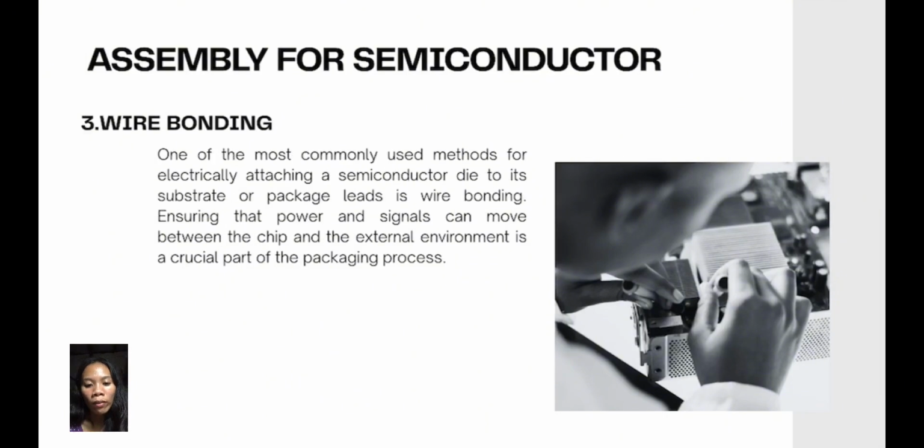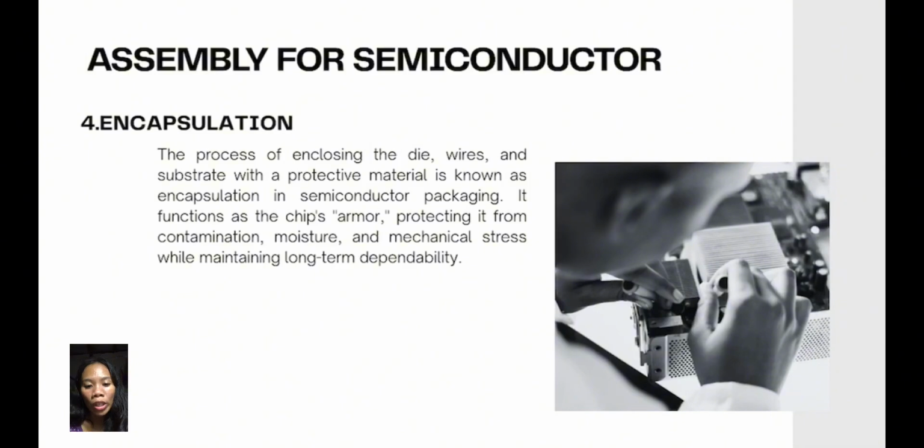Wire bonding. One of the most commonly used methods for electrically attaching a semiconductor die to its substrate or package lead is wire bonding. Ensuring that power and signals can move between the chip and the external environment is a crucial part of the packaging process. The fourth one is encapsulation. The process of enclosing the die, wires, and substrate with a protective material is known as encapsulation. In semiconductor packaging, it functions as the chip's armor, protecting it from contamination, moisture, and mechanical stress, while maintaining long-term dependability.